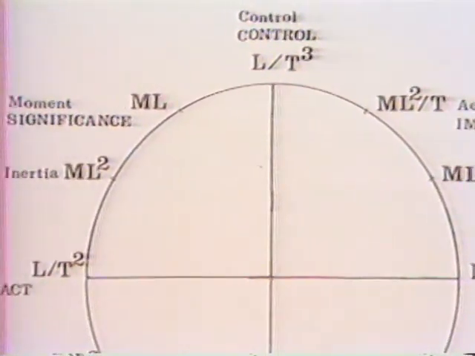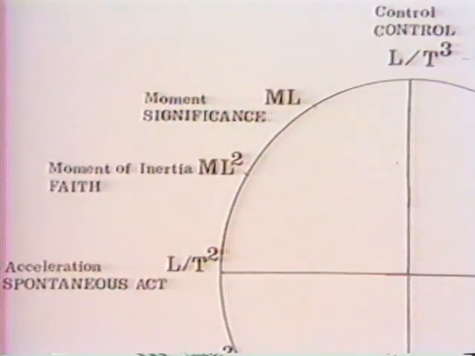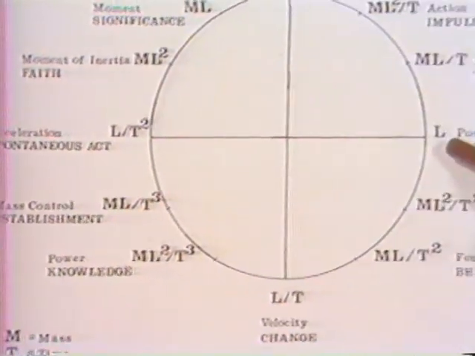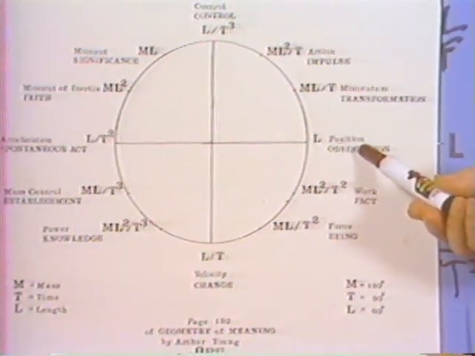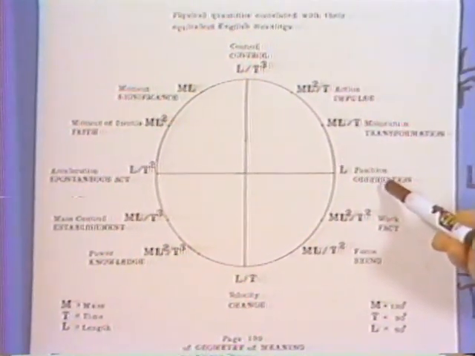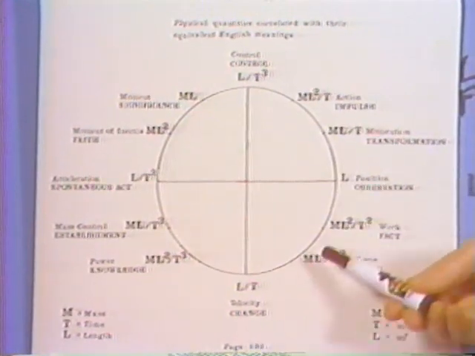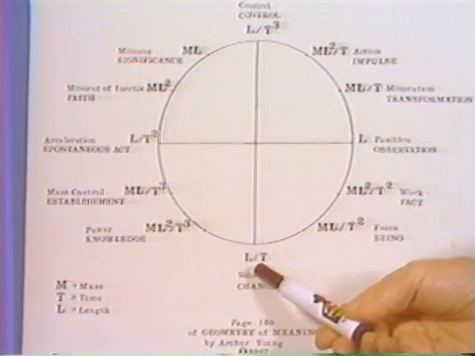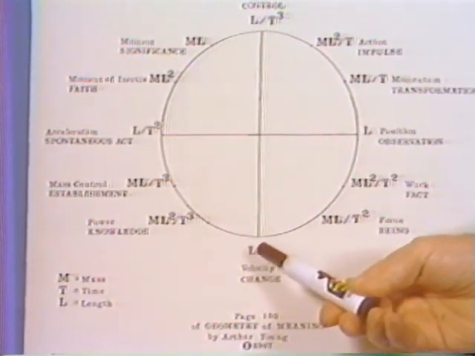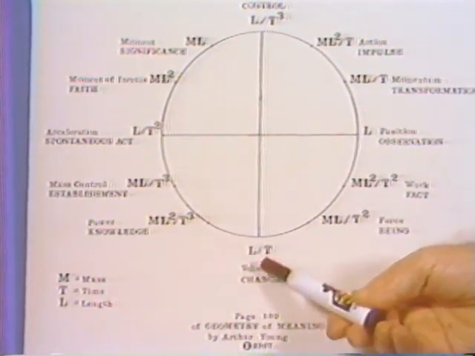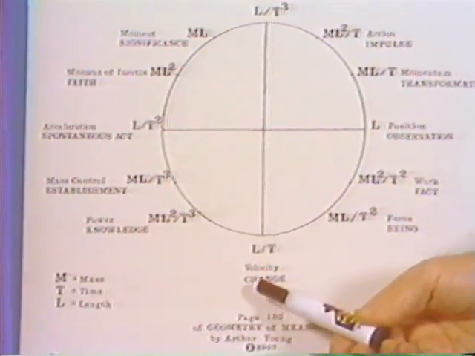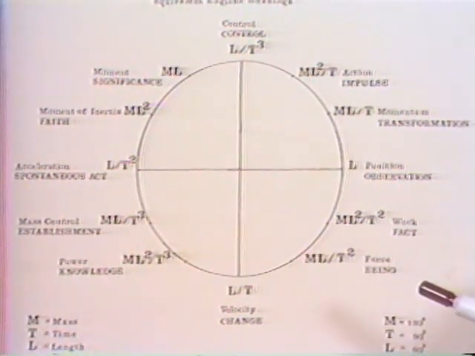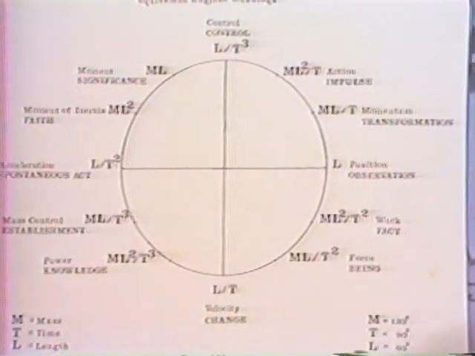Let's go back to the first four. That would be these and these. Remember, I started with position. Well, position is something you observe, so I'm going to use the English word observation there. Velocity is the rate of change. Now, in physics, it's the change with respect to time. But let me take the liberty of referring to it as any change. That is actually what Aristotle meant by change. He didn't mean velocity, he meant any change.